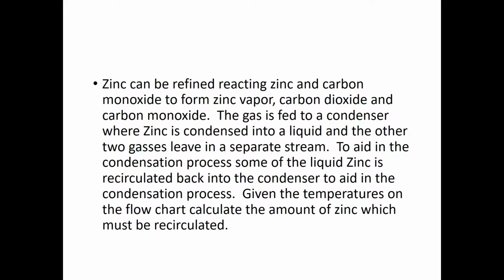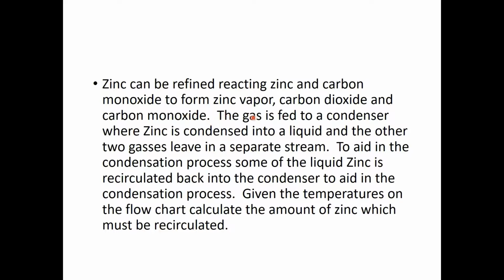Another problem, and this is the final problem we'll work out today, is another zinc refining problem. We're not going to do the chemistry part. We're going to just do the mass and energy balance part. So zinc can be refined by reacting zinc and carbon monoxide to form a zinc vapor, carbon dioxide and carbon monoxide. So we react zinc and carbon monoxide, we vaporize zinc. There's also carbon dioxide as a byproduct and carbon monoxide as a byproduct. Again, we're not focusing on the chemistry part. This is still non-reactive energy balances. This is a non-reactive combined mass energy balance.